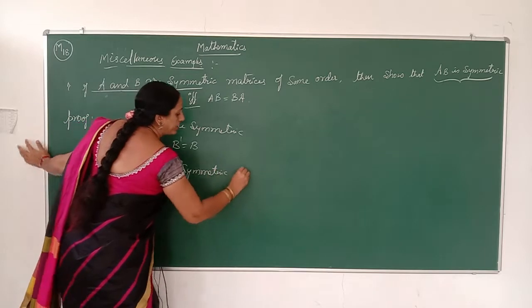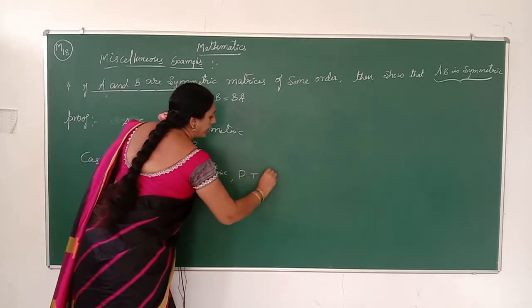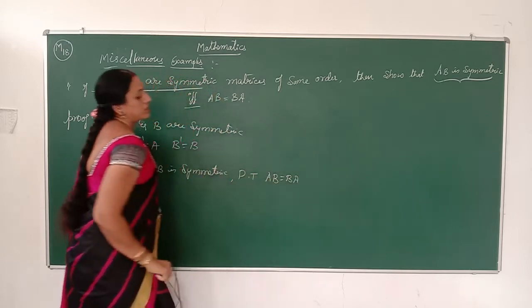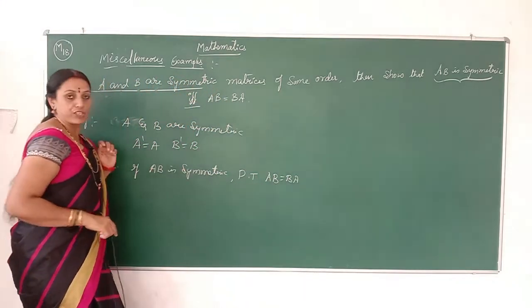then prove that AB is equal to BA. That is one of the cases. So second case is the converse process.